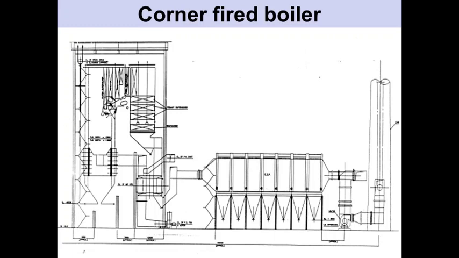Now we'll see the elevation plan of a few modern boilers. First one is the corner fired boiler. As the name suggests, in this type of boiler, firing is done from the corner of the furnace, and across the various elevations the burners are attached at different levels, and they are fired together in unison, and that creates a fire cylinder within the furnace.